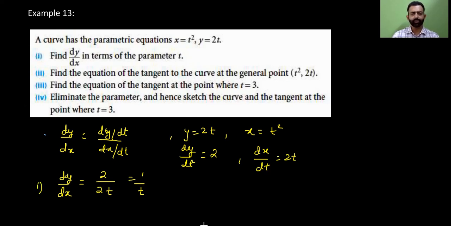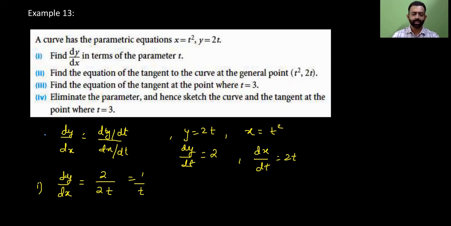Second part says we have to find the equation of the tangent to the curve at the general point t square and 2t, right? So this is why it is saying that this is the general point, because as we say in the Cartesian system, our general coordinates are x and y. So this is basically t square, which is just your x, and 2t is your y. So basically these are written just x and y. Okay, but here the two coordinates x and y are just replaced by a parameter t, right?